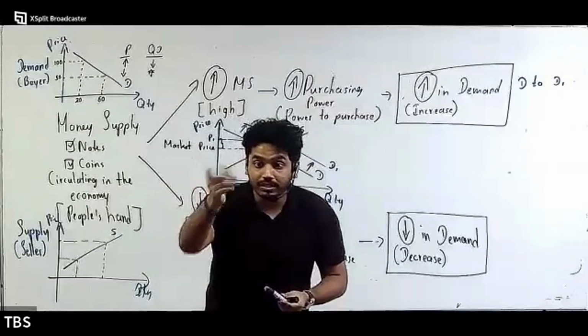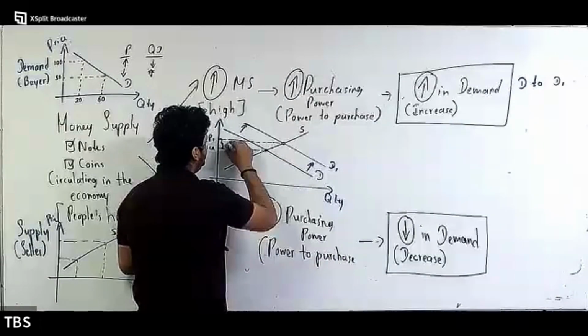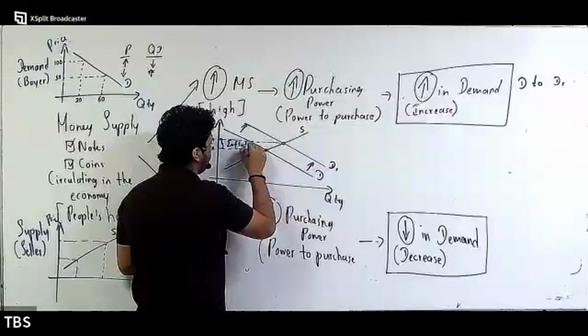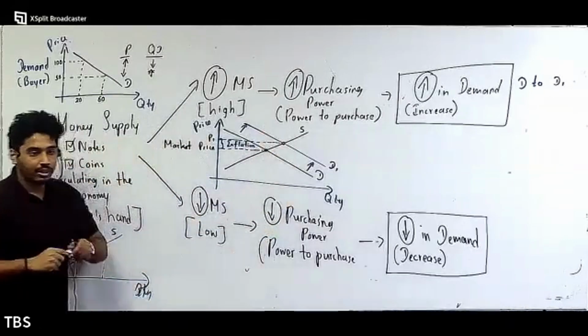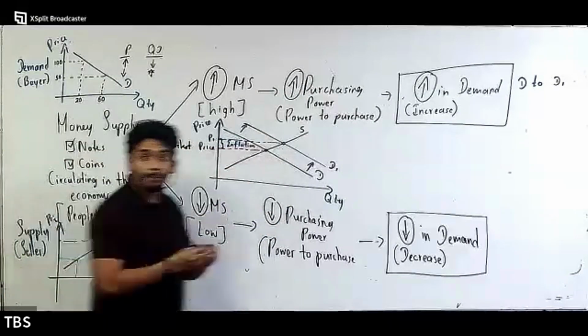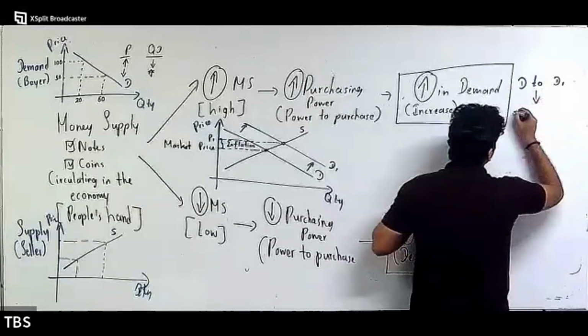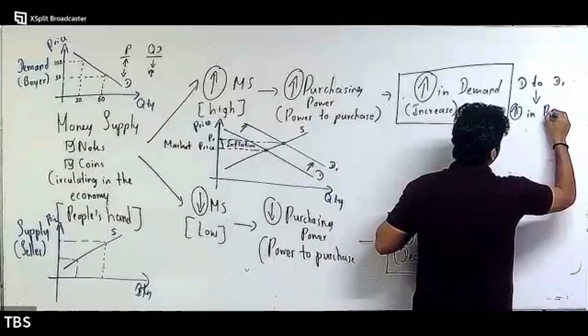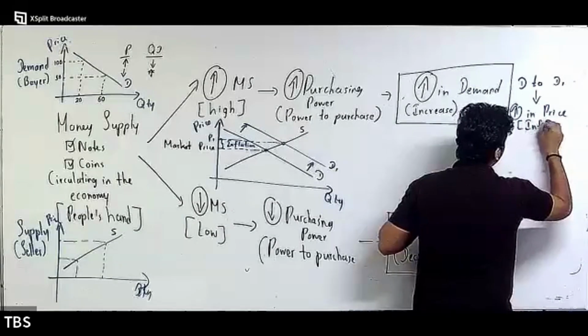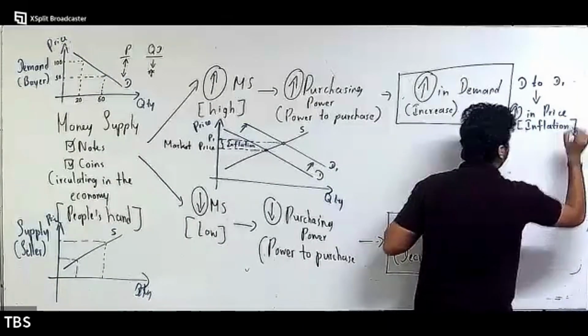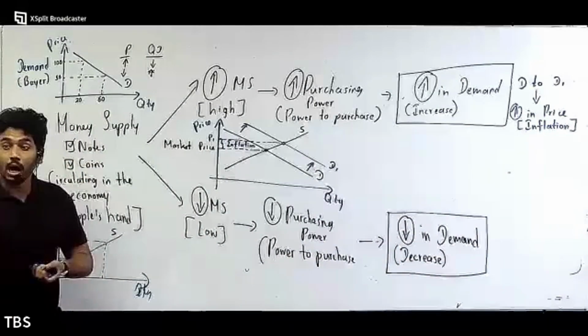An increase in price, you call it what? Inflation. An increase in price, you call it inflation. So the demand curve shifted to the right. What happened to the prices? There was an increase in price. You call this what? Inflation. Right? Now the other situation.